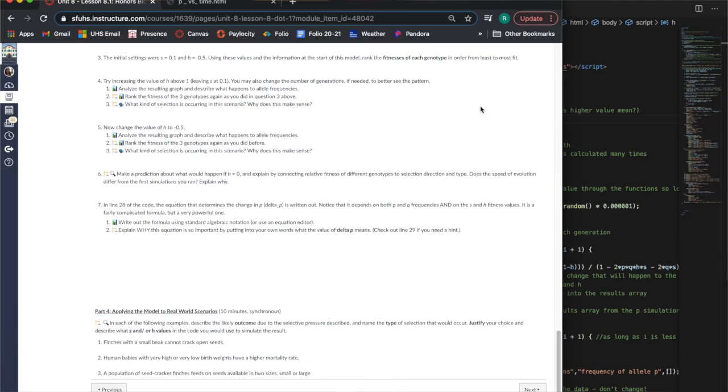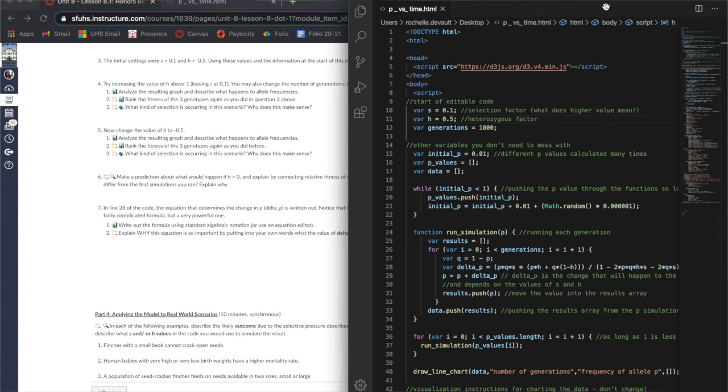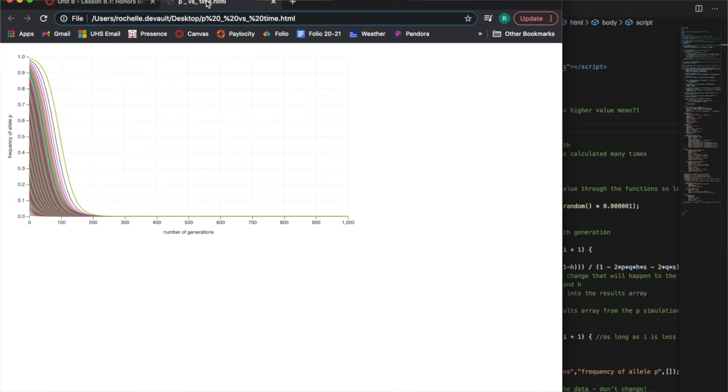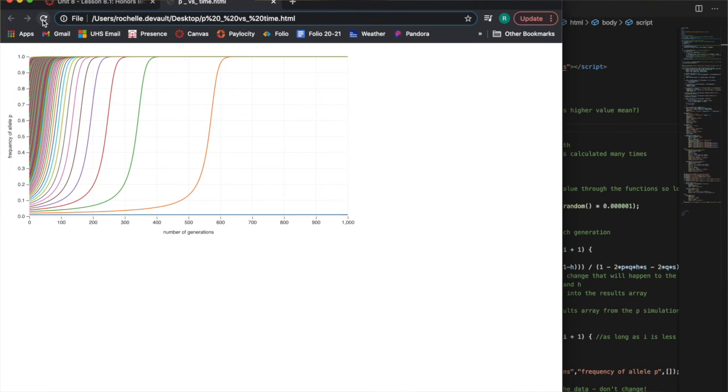So let's try increasing the value of H above 1, leaving S at 0.1. We can change the number of generations if we need to, so let's see if we need to do that. So we want to increase the value of H above 1. And I'm not going to go too far above 1. I'm going to go 1.01, something like that. And again, I will save and go back here, and I will refresh.